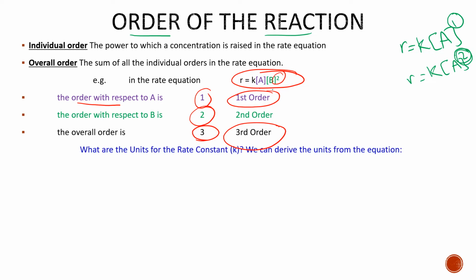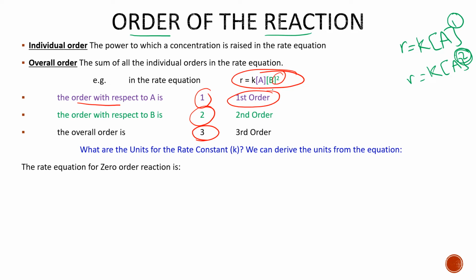Now, what are the units? What are the units for the rate constant K? We can derive the units from the equation. How can we do that? Let's check. It is pretty easy. The rate equation for zero order reaction. What is meant by zero order reaction?